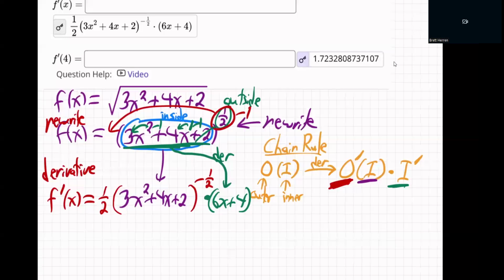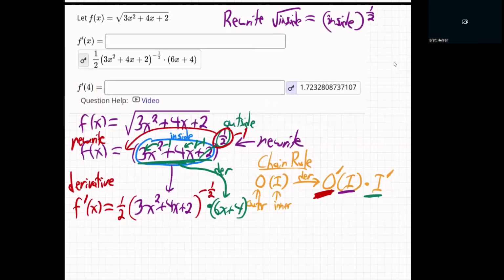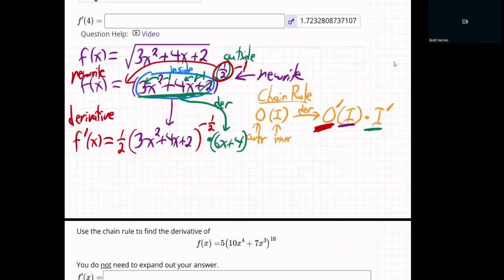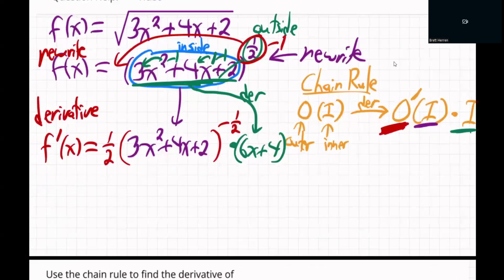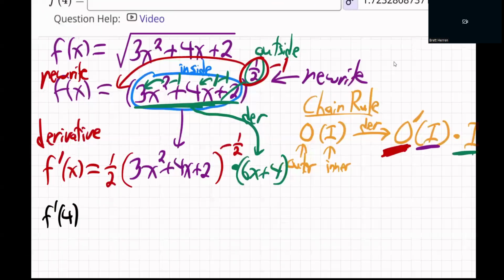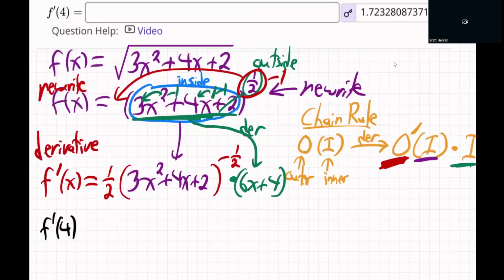Now they want one more thing. They want you to plug 4 in. So last step is, okay, what's f prime of 4? That means literally just plug in a 4, plug in a 4, plug in a 4, hit the buttons on the Desmos calculator or any calculator, and you'll get that number right there.